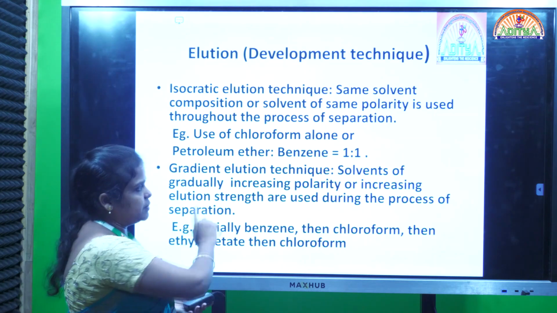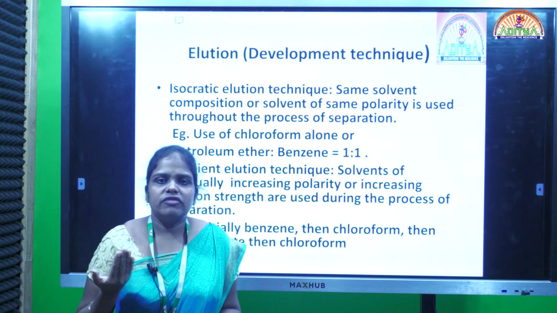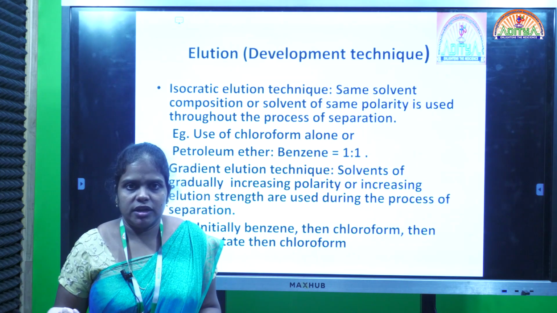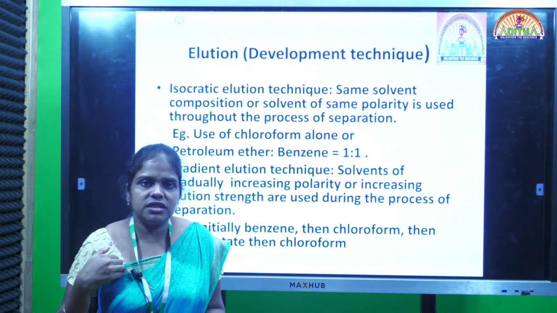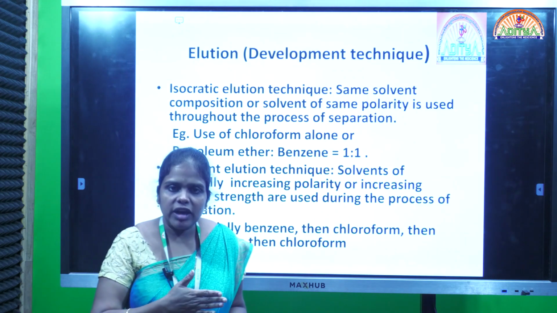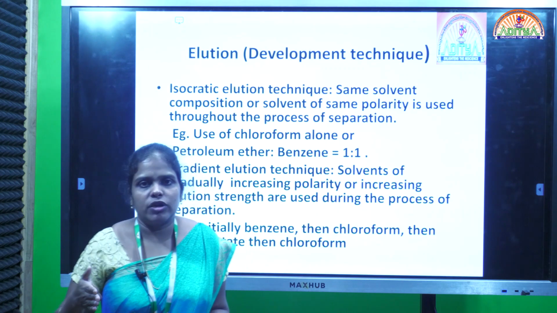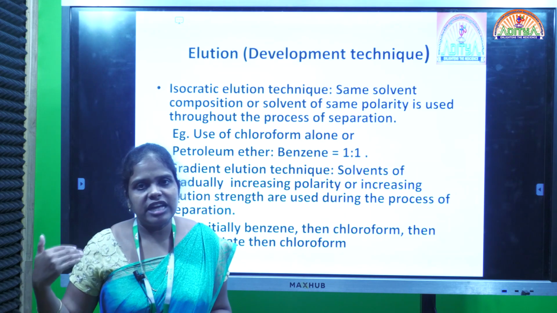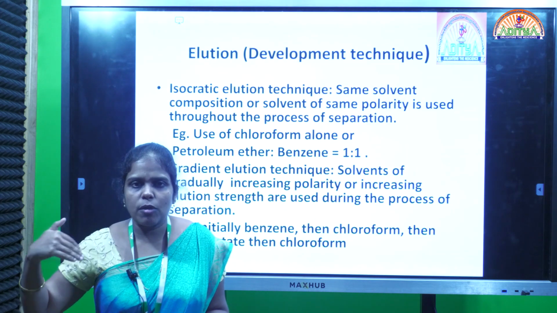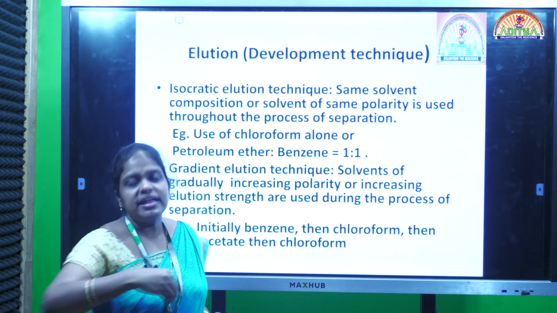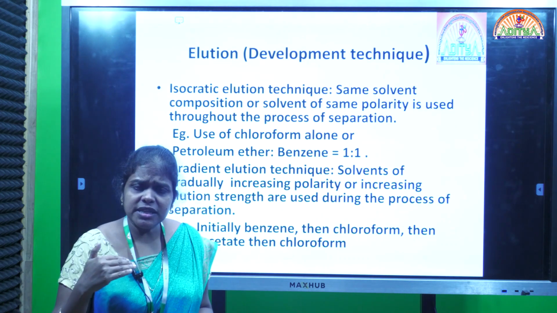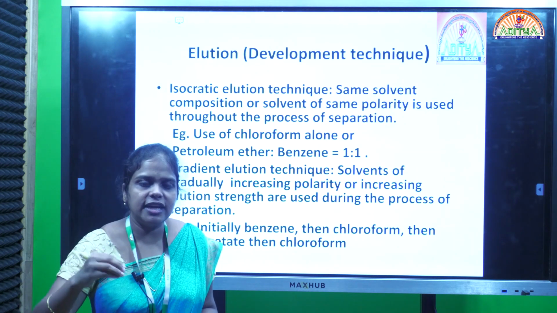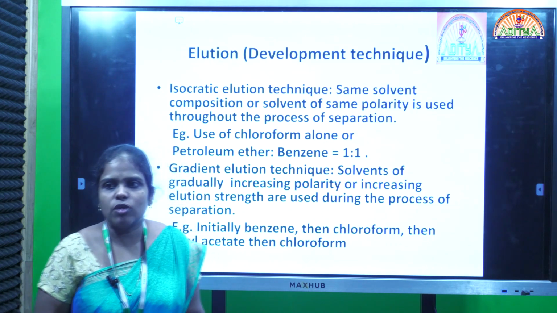Whereas gradient elution means you are changing the composition of the mobile phase. First you use 50 ml of ethanol plus 50 ml of water, and then after 10 minutes you change the composition to 40 ml of ethanol plus 60 ml of water, and then after 10 minutes to 30 ml of ethanol plus 70 ml of water. That means you are changing the composition, and this is called gradient. Gradient means increasing the polarity of the mobile phase.